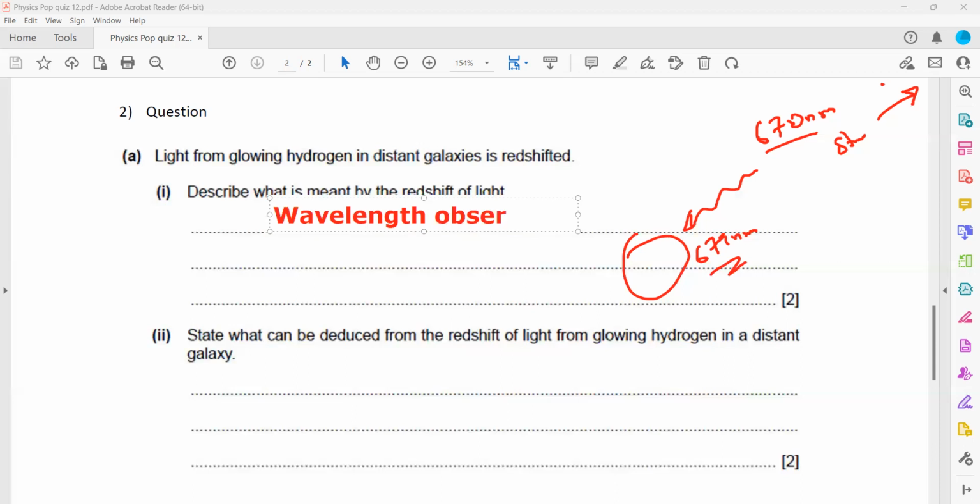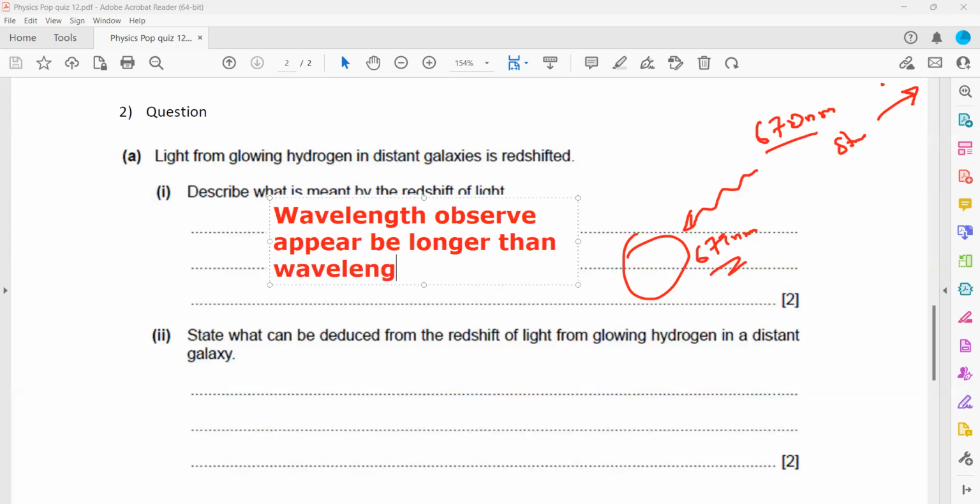So the wavelength observed appears to be longer than the wavelength emitted from a distant galaxy. They are emitting a certain wavelength, but when we receive that, it appears to be a longer wavelength.